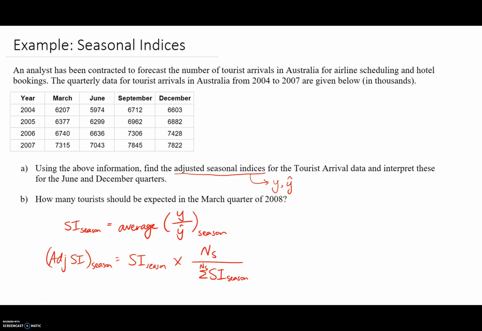Alright, so our last little bit here is to figure out how many tourists should we expect in the March quarter of 2008. So for this, what we need to remember is we've got our equation going, which is of the form y of t is equal to T of t multiplied by our seasonal component S of t. At the moment, we're assuming that the cyclical and random component can be neglected. So that means all we need to figure out is what the trend component is for our time period here, and then what the seasonal component is for this, again, time period here.